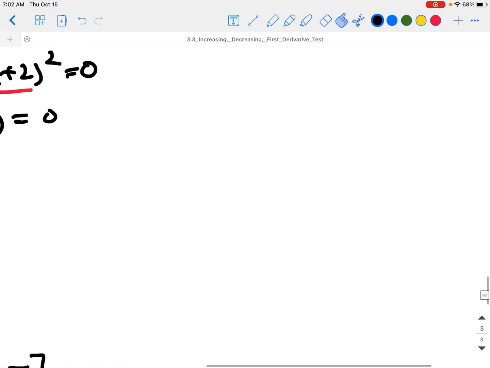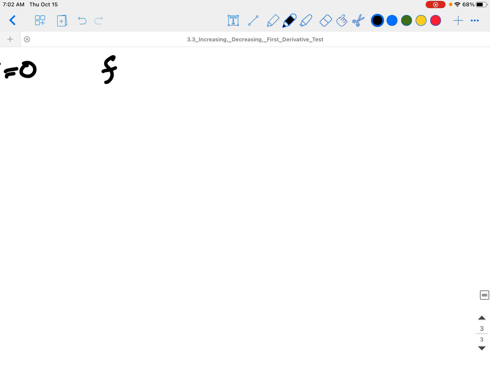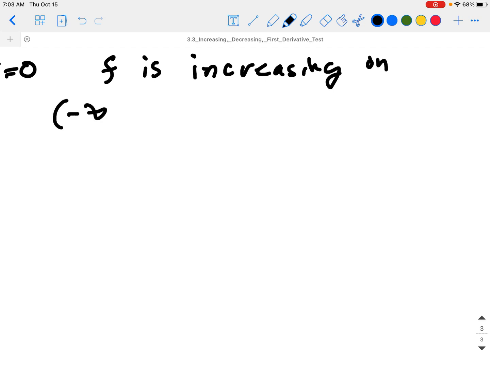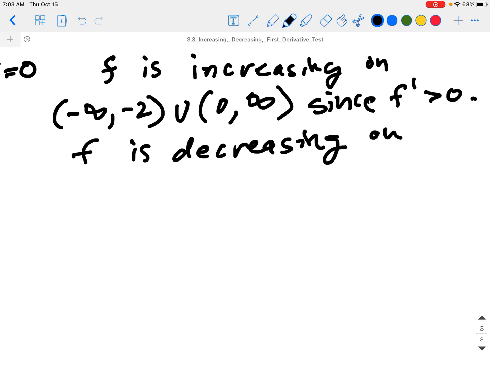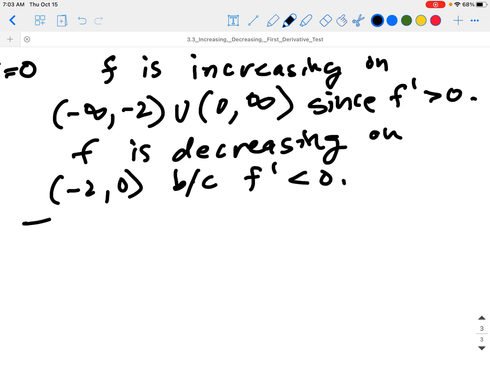So now for these, we'll include a little bit of everything. So we'll note that f is increasing on negative infinity to negative 2, or from 0 to infinity, since f prime is greater than 0. F is decreasing on negative 2, 0, because f prime is less than 0.